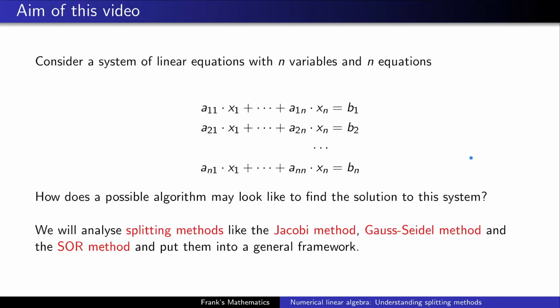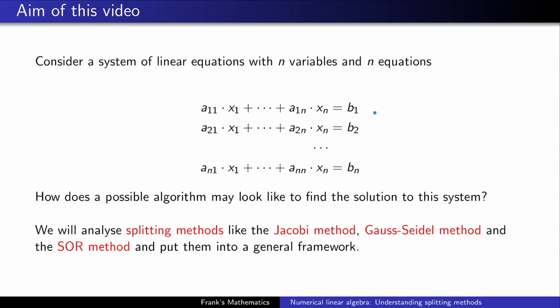Let's start with a system with n variables and n equations, which are coupled in the linear way. You can see them here. So a11 times x1 plus ... a1n times xn equals b1, and so on. So we have n equations and n variables. The question is, what might a possible algorithm look like which finds, or which computes, the solution to this system?